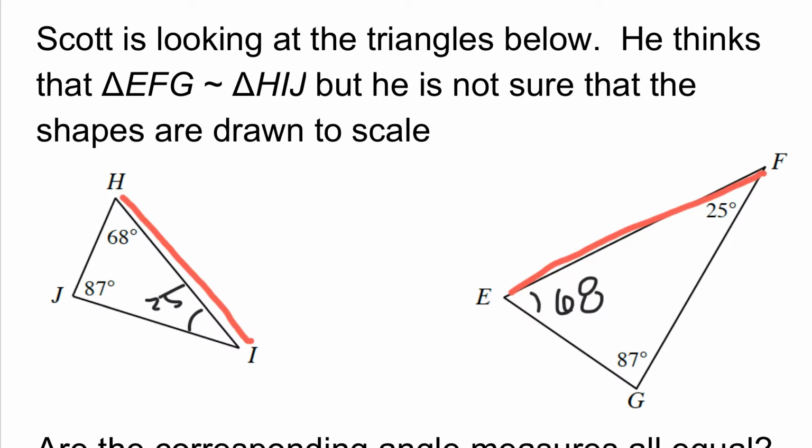So next step, if I'm still labeling my things. This one is going to be green. This one is going to be green. And this one is going to be blue. This one is going to be blue. How do I know? Look at the angles. 68 and 87 is green. 68 and 87 is green. 68 and 25 is red. 68 and 25 is red.